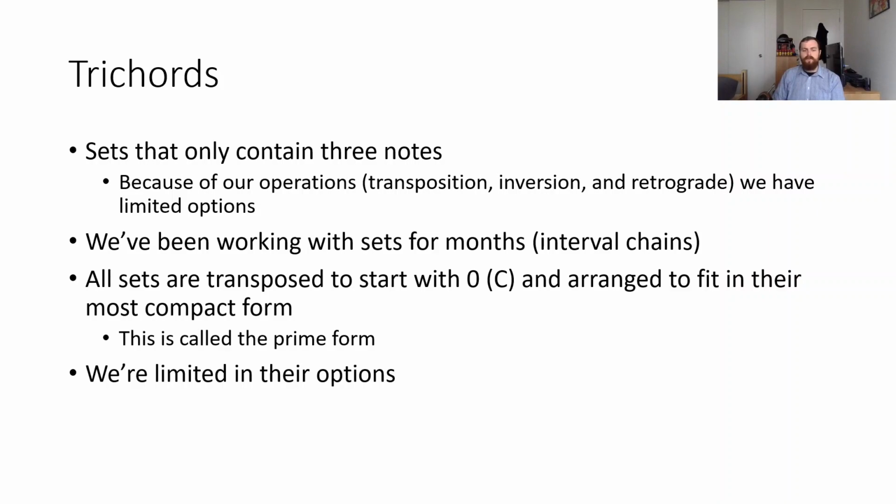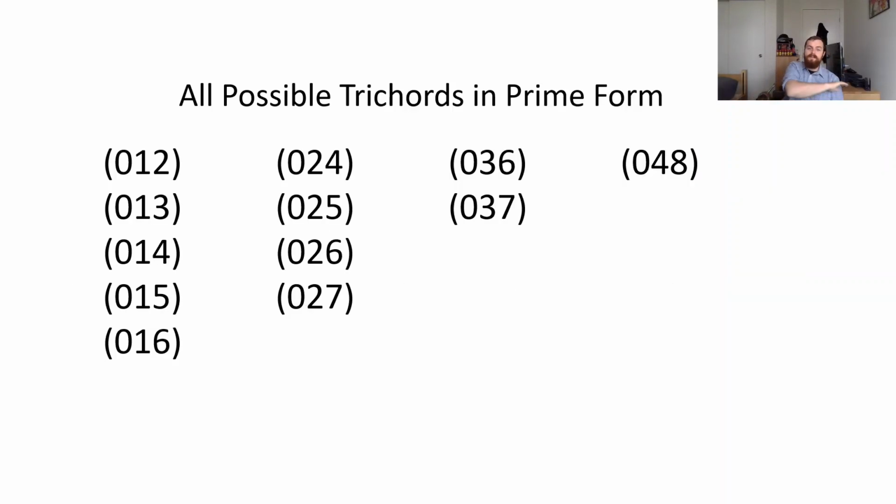And as mentioned before, we're limited in our options. There's not that many of them, and in fact, I can put all of them on a single slide, okay? Here is all the possible trichords in their prime form, okay? So notice that I've organized these to where the first interval is kind of how these go. Notice it's relatively systematic. So if this is 0, 1, 2, this is just a chromatic cluster, okay?